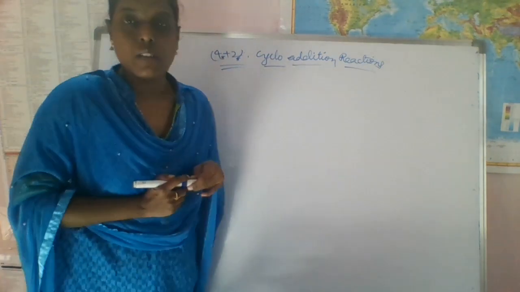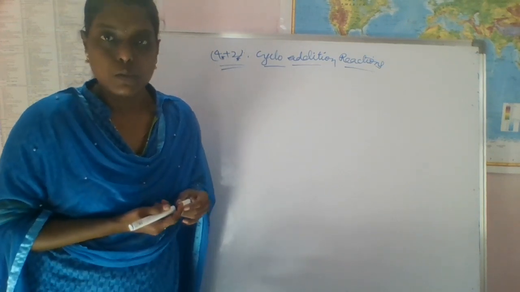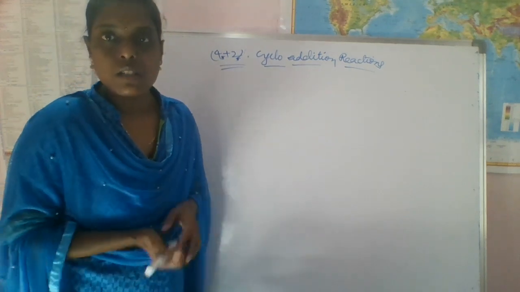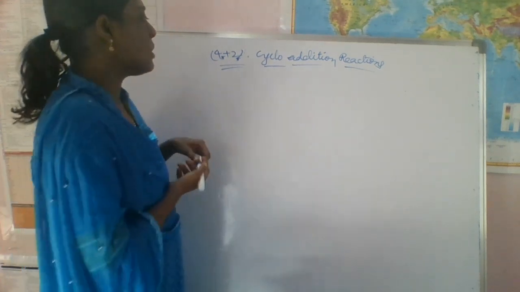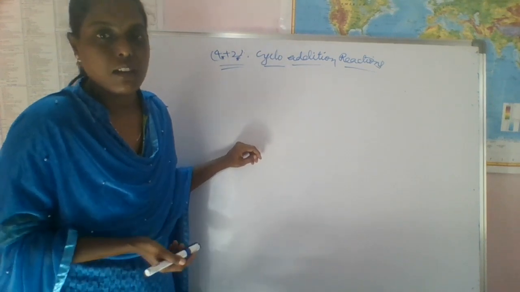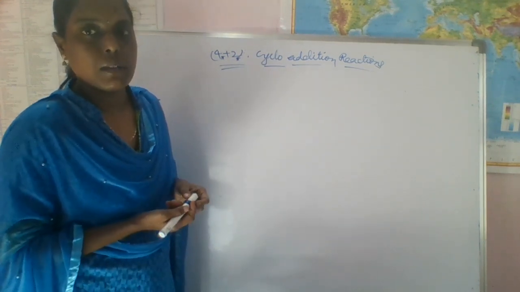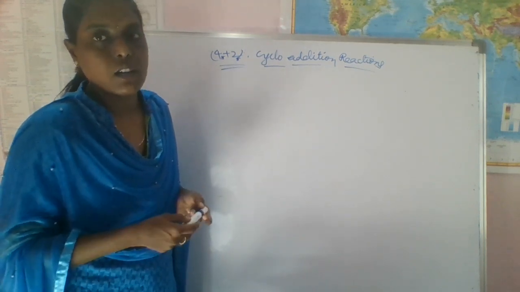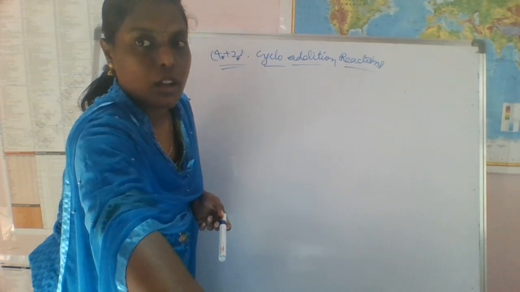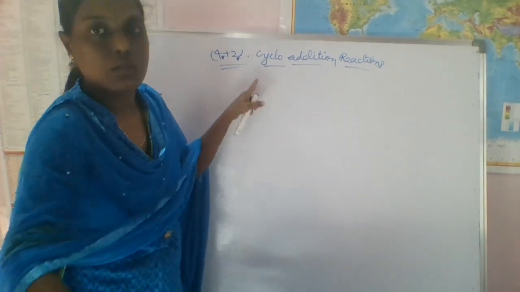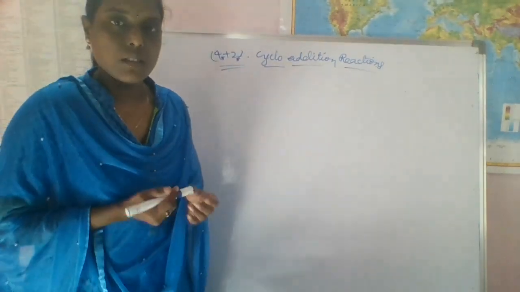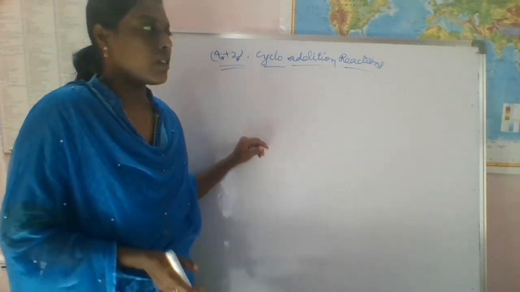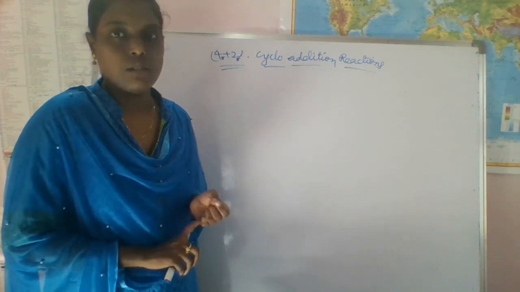In the previous class I have explained about 2 plus 2 cycloaddition reactions, right? In that we discussed thermal induced 2 plus 2 cycloaddition reactions as well as photochemical induced cycloaddition reactions, right? Okay, now we have to discuss the 4 plus 2 cycloaddition reaction. We have already discussed 2 plus 2 cycloaddition reactions under thermal and photolytic conditions, right?